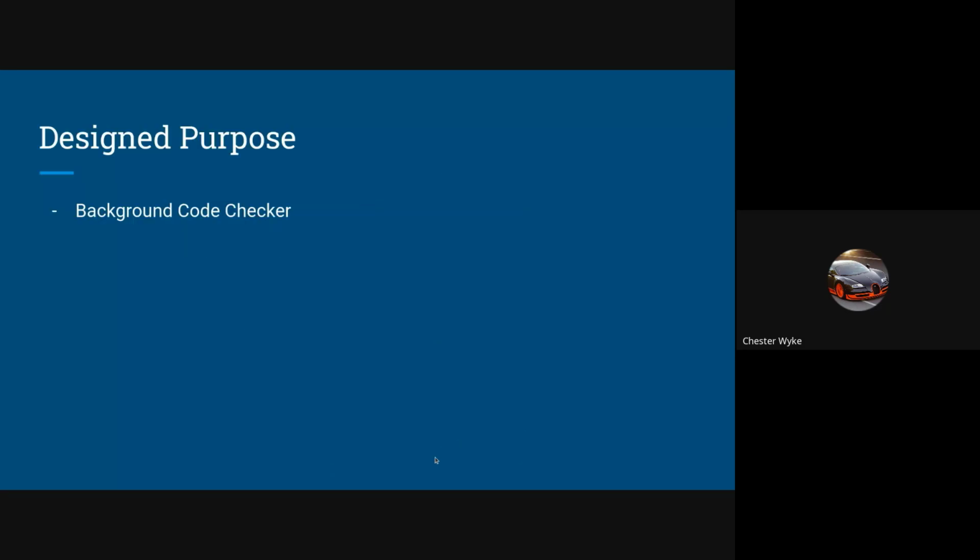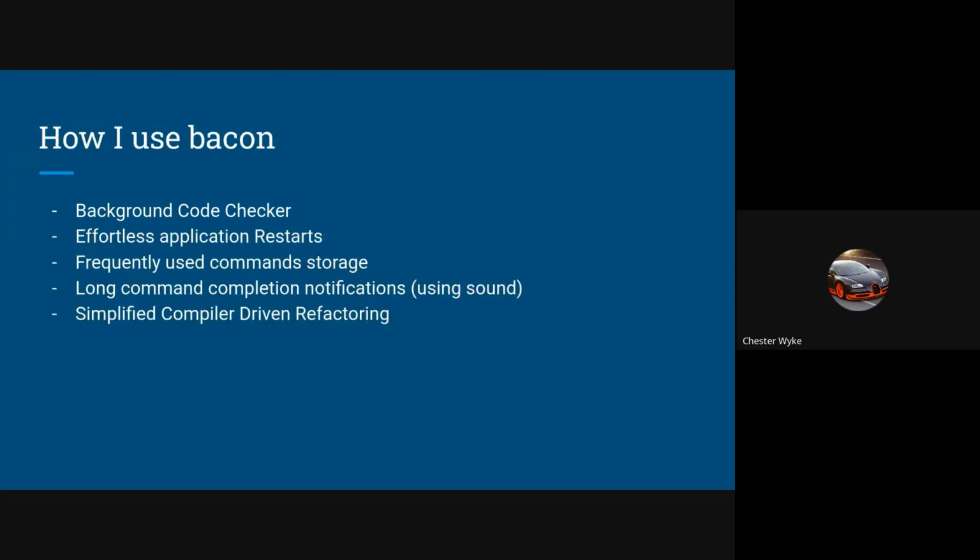So Bacon was designed to be a background code checker, and I use it for that. I also use it to restart applications that I'm working on. I use it to store frequently used commands. Per project, I have commands for certain things, like different little scripts. I put those scripts into Bacon so I don't have to remember where I put them or what the commands are. And I'll use it to give me notifications on long-running commands.